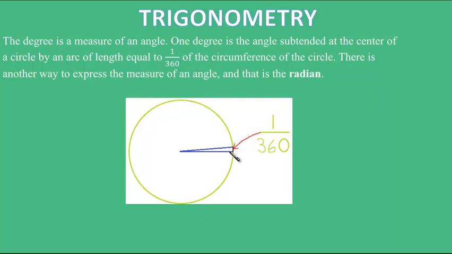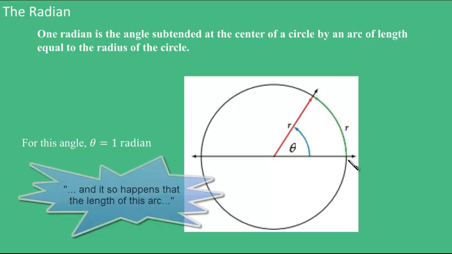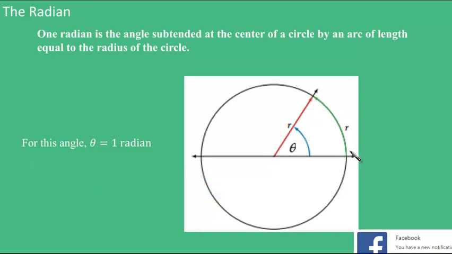Now this is not the only way we can express the measure of an angle. There is also the radian. So here we have a circle with a radius r. This arc could be any number, 5 centimeters, 3 inches, whatever. Here we have an arc of the circle, and it so happens that the length of this arc is equal to this radius. To visualize this, imagine you can take a string and just lay it along this arc. If the length of that string is equal to the length of this radius, then this angle is said to have a measure of 1 radian.